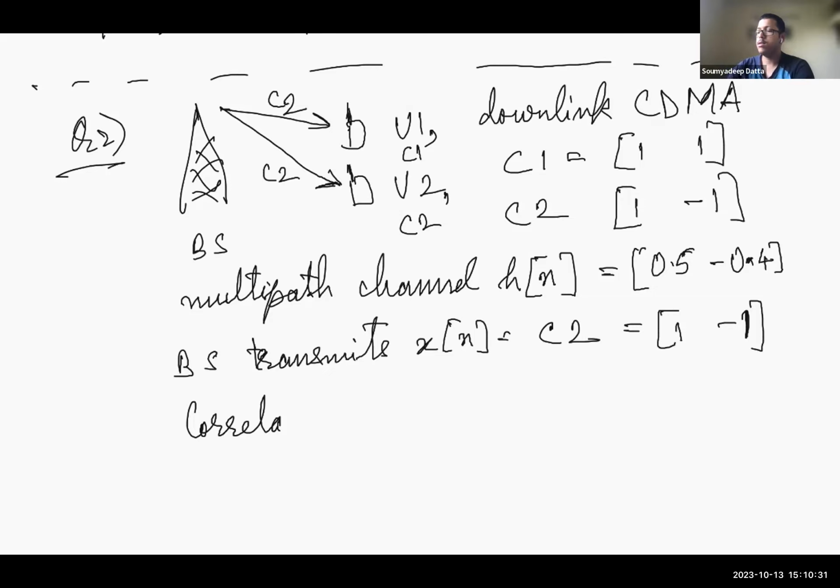Now you are saying that you don't want the noise rise to be beyond 6 dB. What is noise rise? Total noise rise is nothing but N naught plus I naught divided by N naught, so noise plus interference divided by noise. A CDMA receiver has this problem of noise rise, that it amplifies the noise by this factor. You are told that it is 6 dB, which in linear scale is approximately 4.